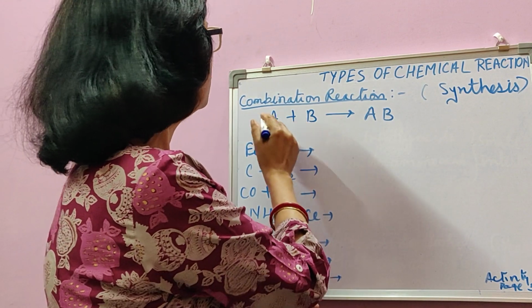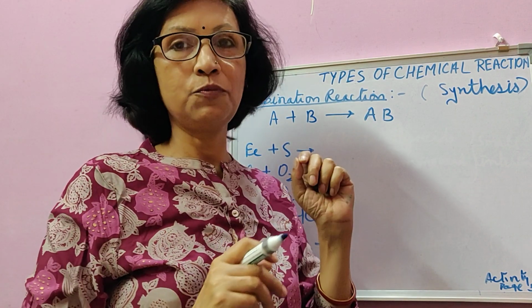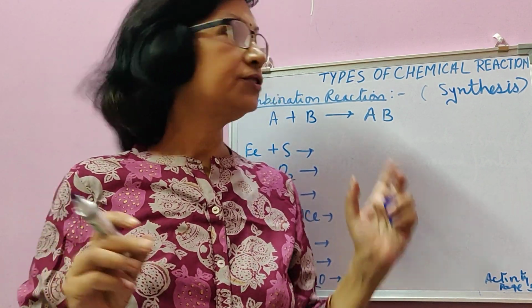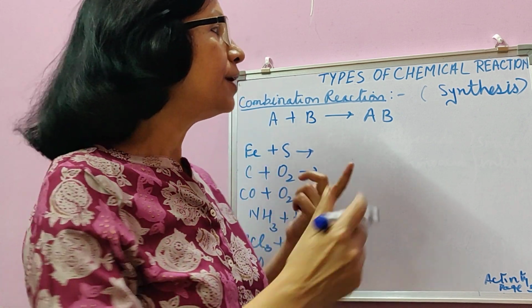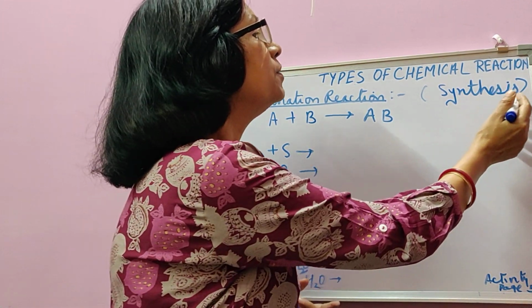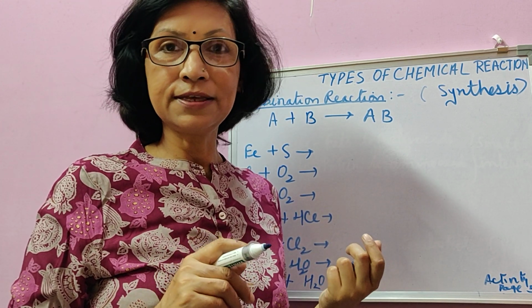We have 1, 2 or maybe a third one as well. Reactants combine to form a single product. Then this reaction, as understood by the name, is said to be combination reaction. One type of combination reactions are also said to be synthesis reaction. What is the difference between combination and synthesis?